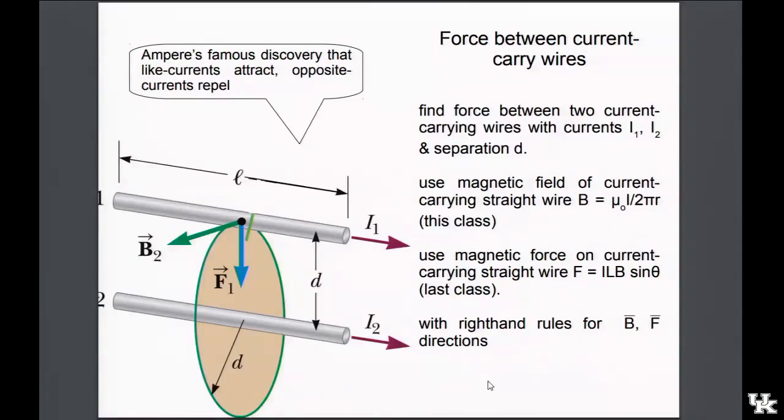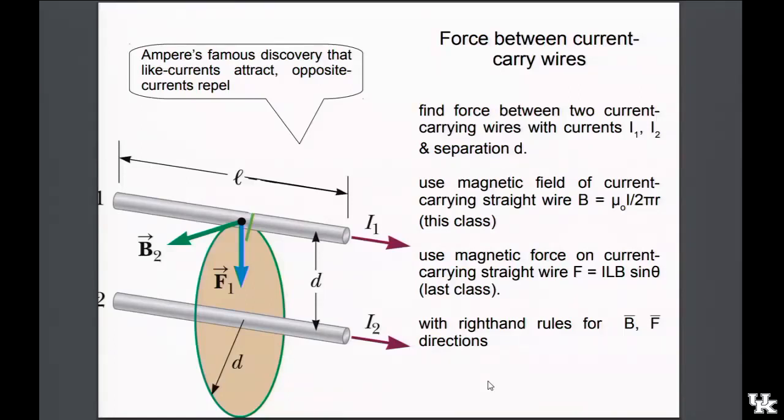So here's the situation. I've got two current-carrying wires. This one upstairs here is carrying a current I1. This one downstairs is carrying a current I2. And they're separated by some distance. And we want to find the force, for example, that I1 exerts on I2. What is the force that the upper wire is exerting on the lower wire, or vice versa? What is the force of the lower wire on the upper wire?